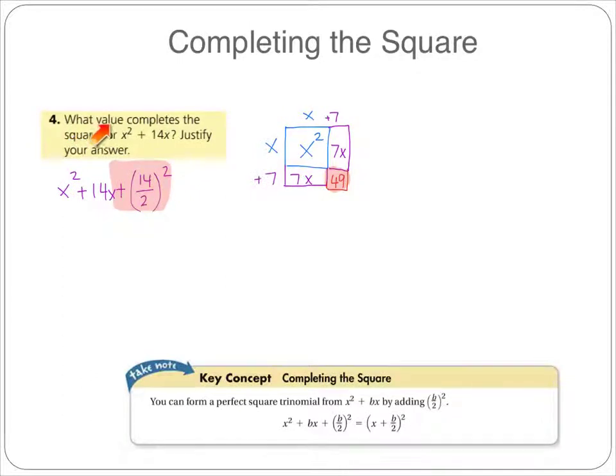Let's use this. What value completes the square for this? Remember, this is x squared plus ax plus bx. So I'm missing the c term, the constant term. So what is going to complete the square?